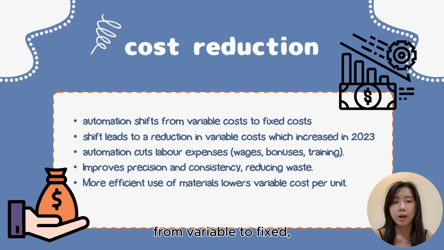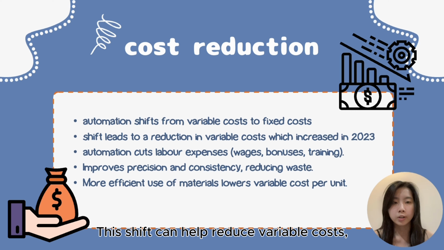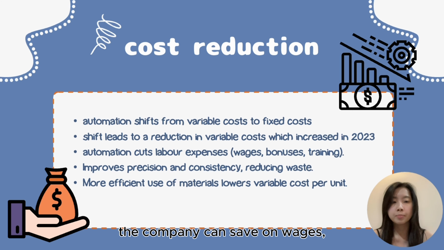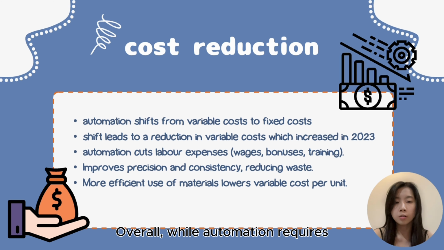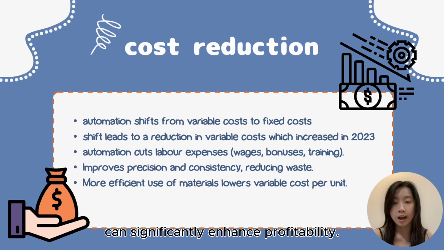Now, moving on to the next potential impact, which is cost reduction. Automation typically shifts costs from variable to fixed, so it's crucial to understand how this change affects overall financial performance. This shift can help reduce variable costs, which increased in 2023 compared to the previous year, and potentially boost profit. Automation can lower costs by cutting down on labor expenses associated with manual production processes. By replacing manual labor with automated machinery, the company can save on wages, bonuses, or even training costs. Additionally, automated systems often have higher accuracy and consistency, resulting in less waste and more efficient use of materials. This efficiency further reduces the variable cost per unit. Overall, while automation requires an upfront investment, the long-term benefits of lower variable costs can significantly enhance profitability.